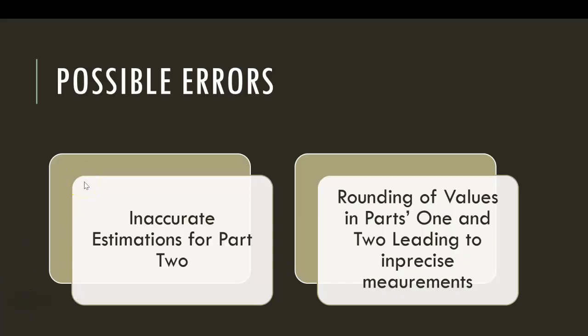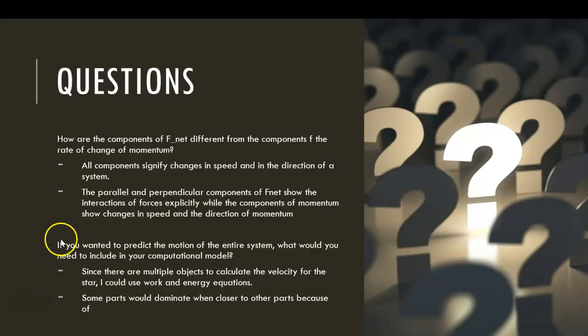Some possible errors that occurred were inaccurate estimations in part 2 of the lab, implying that there is a closer speed to a full orbit that I might have overlooked, and when calculating the mass of the black hole in the first part of the lab, there could have been inaccuracies when rounding, leading to less accurate measurements. So here are some questions to look at.